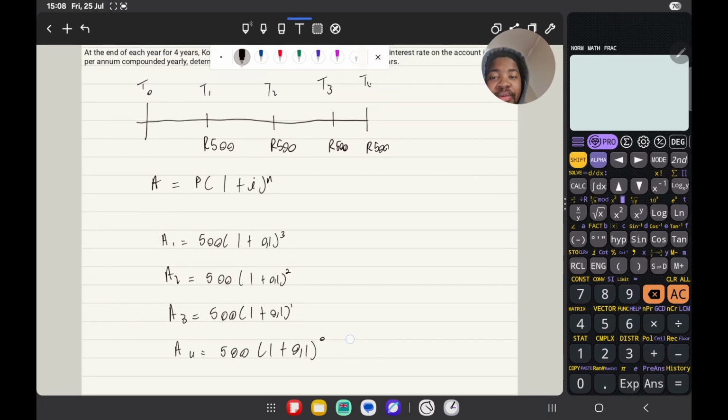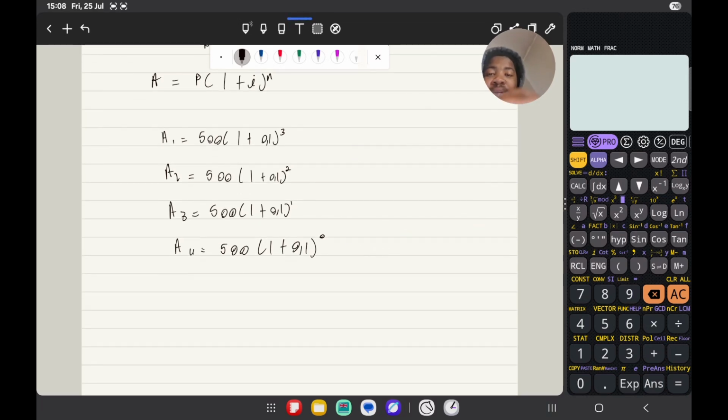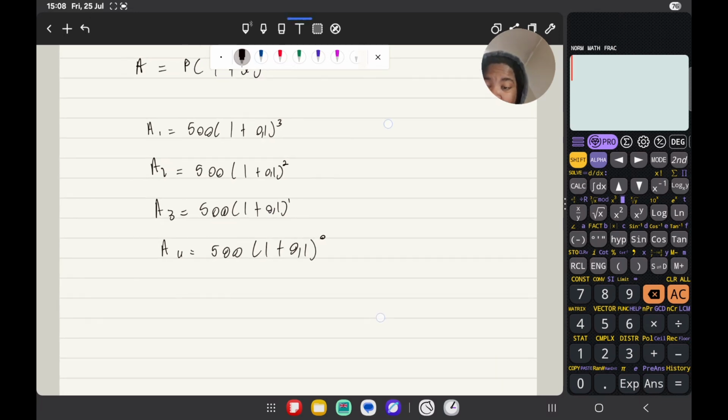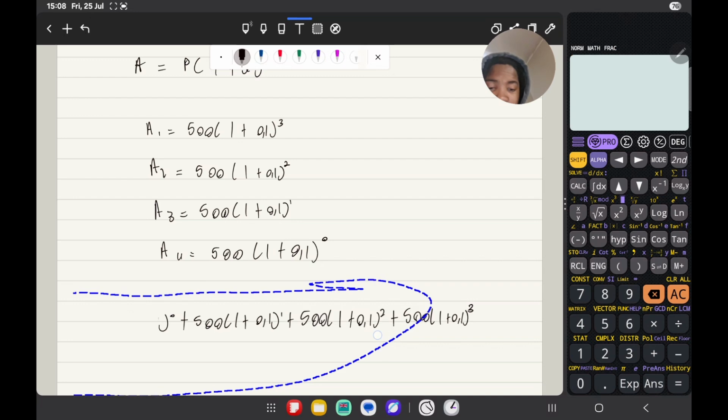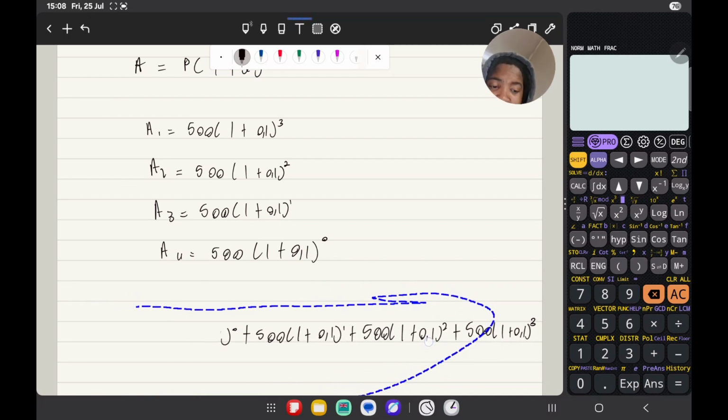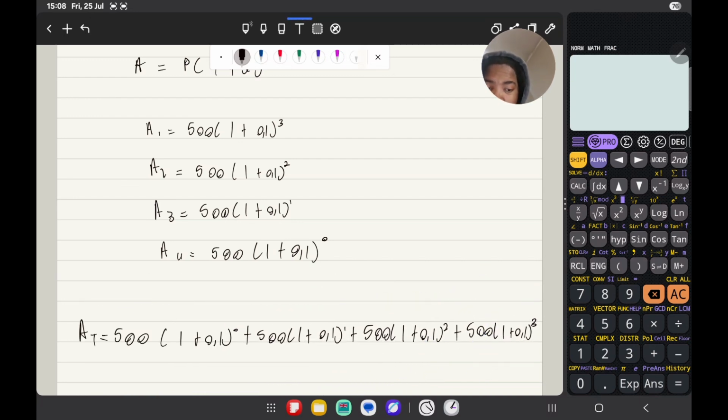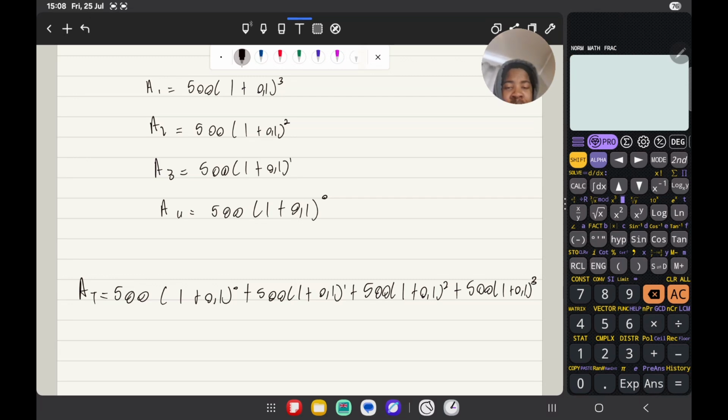So now that we have all our values, we're going to add them, as expected, but I want us to add them in this order. We're going to start from A4 up until the last one, A1. So we add all of them, and AT will be all of them added, from A4 to A1. You will see the reason why I'm doing that later on.